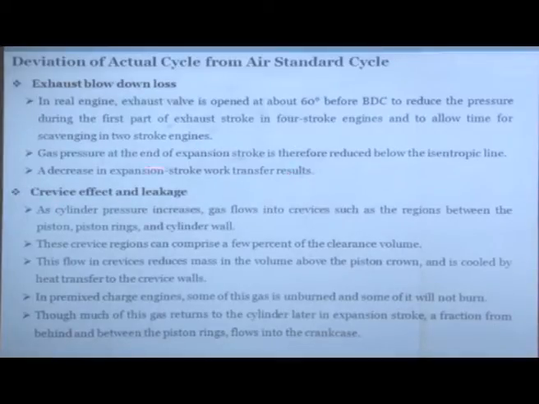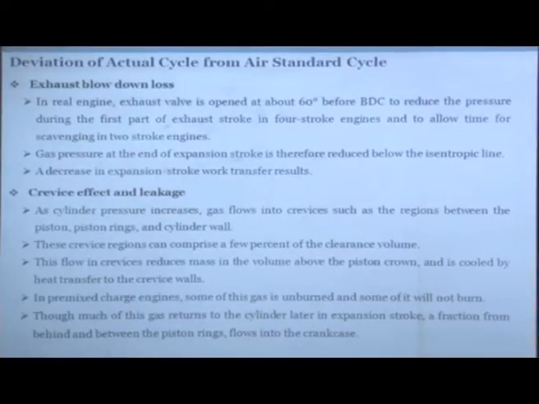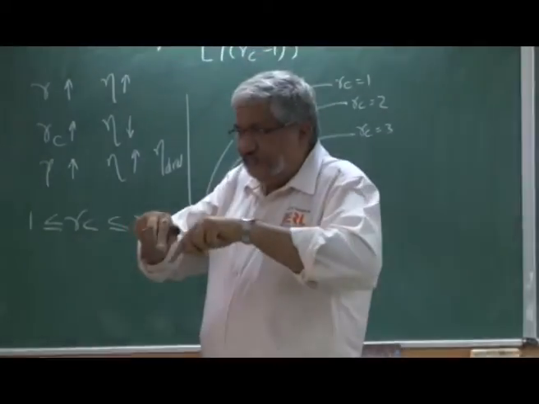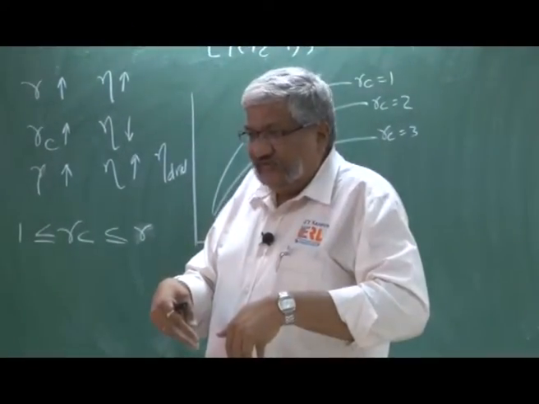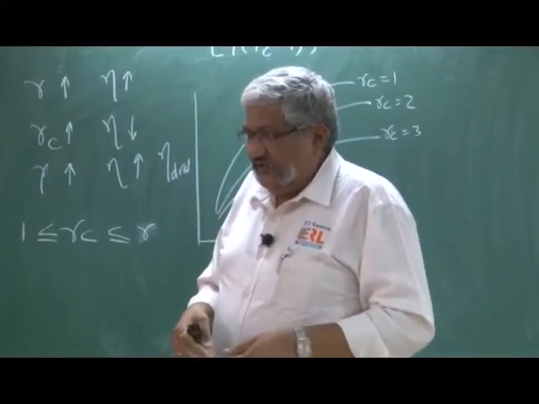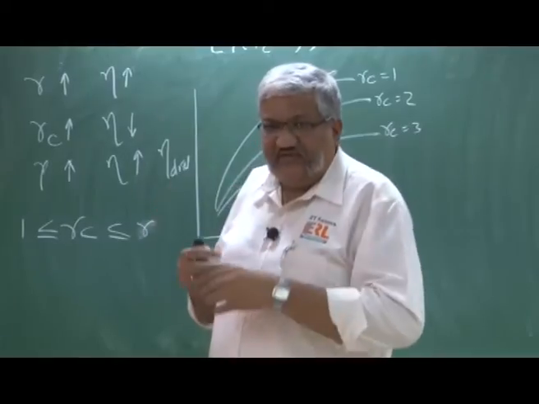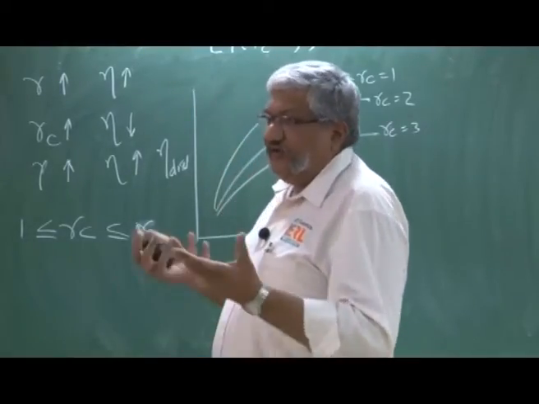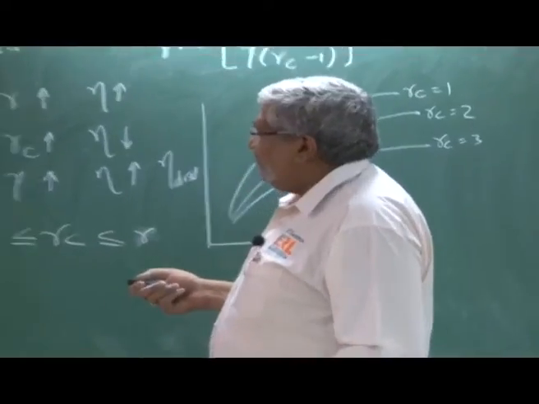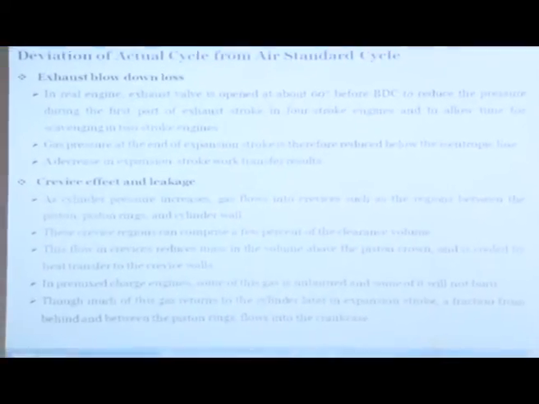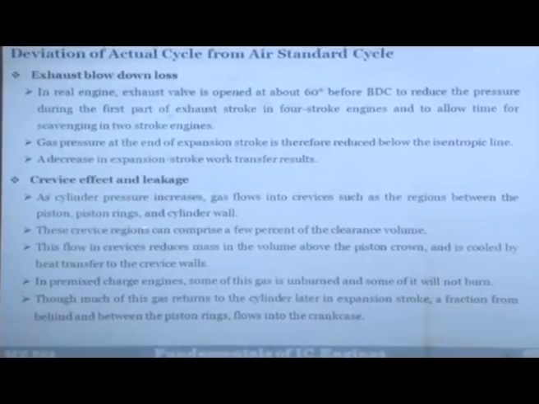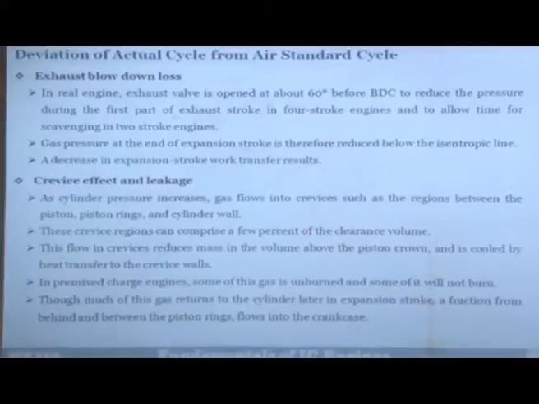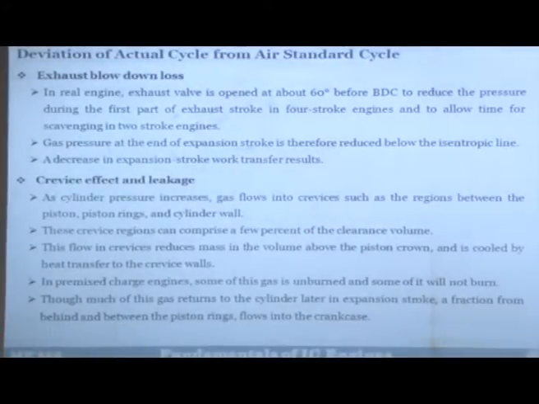And then in the engine you have crevice effects. What is a crevice? It is the space, because the piston is always smaller than the bore, so there is a cylindrical volume. The air-fuel mixture can enter before combustion starts, and the flames cannot enter. So during the expansion, all that unburned fuel comes out into the exhaust without burning. That creates a lot of loss. As cylinder pressure increases, gas flows into the crevice regions between the piston ring, piston and cylinder walls. This crevice region can comprise a few percent of the clearance volume. So even if 5-6% of the fuel-air mixture goes there, that means your efficiency will be lower by 5-6% on account of crevice volumes.